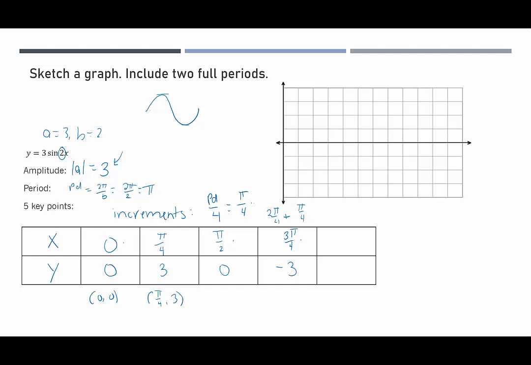And last step, we're going to add the increment to this last x value. This is 3 pi over 4 plus pi over 4. That's 4 pi over 4.